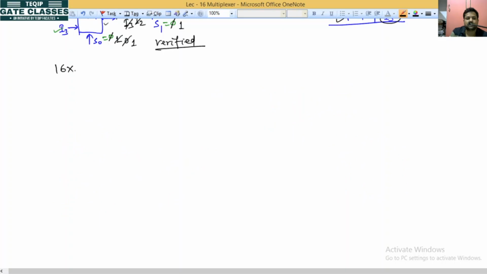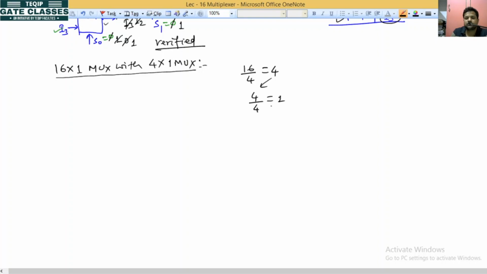16x1 mux with the help of 4x1 mux. How we will perform that? So you just divide 16 by 4, so we get 4. Now this 4 again divided by 4, so it will be 1. Okay na, so total how many? 5 4x1 mux are required to implement 16x1 mux.